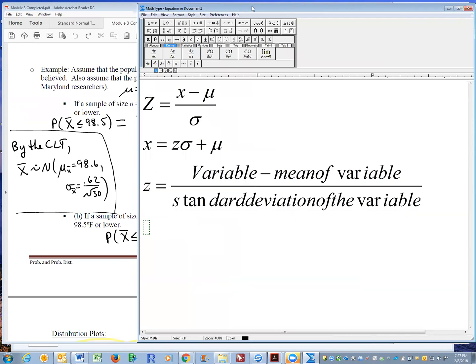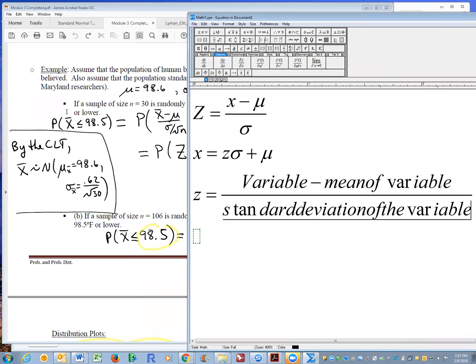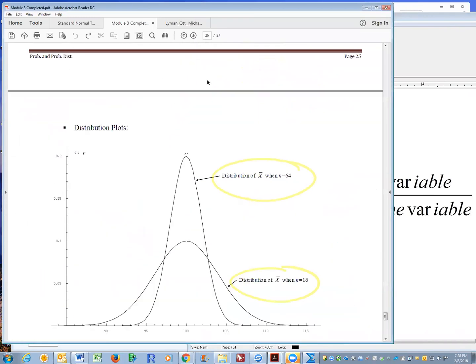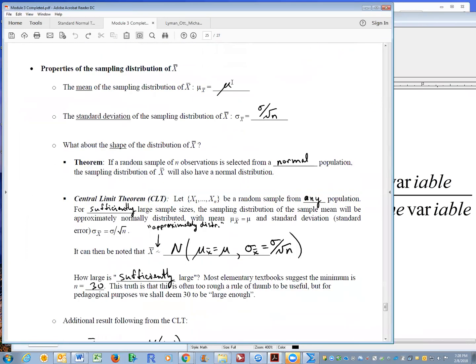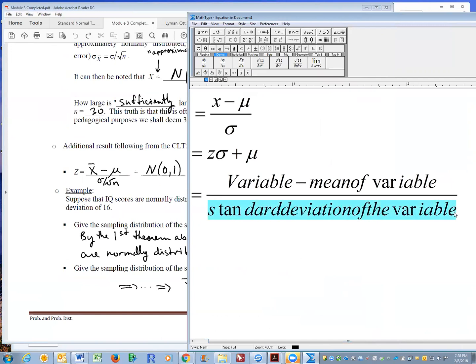I write it that way because when you think about X bar, in this setting, X bar is my variable instead of just an X. And so if I want to go from X bar to Z, I take the variable, which is X bar, and subtract the mean of X bar, or the mean of the variable. Well, the mean of X bar, let's go back up here. What is the mean of X bar? The mean of X bar is just mu, the mean of the original population. Okay. Then I divide by all this jumble here, the standard deviation of the variable.